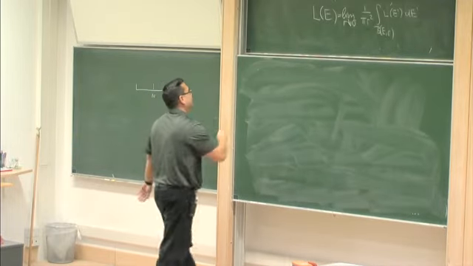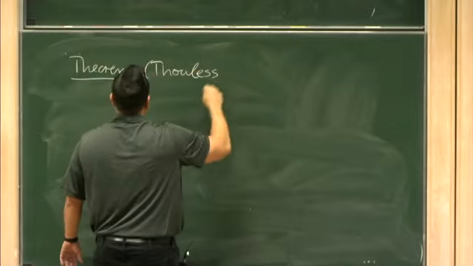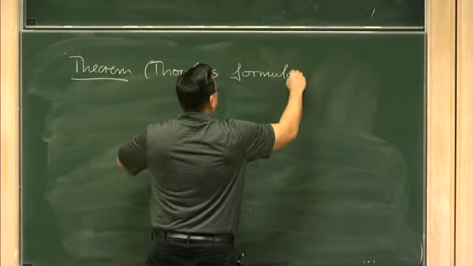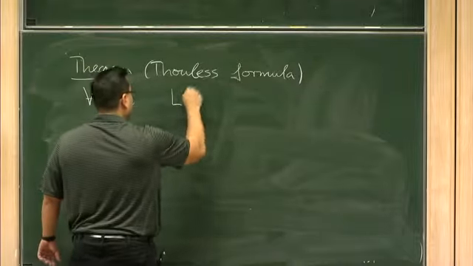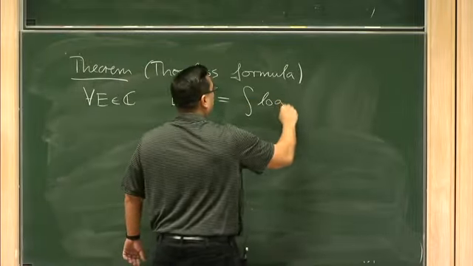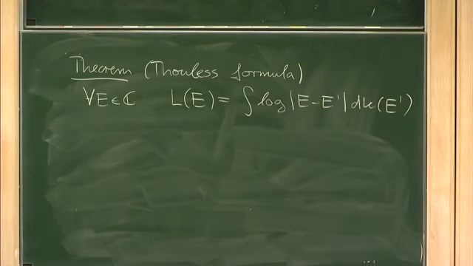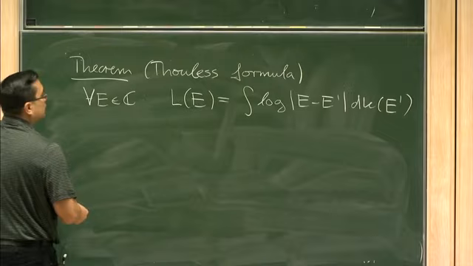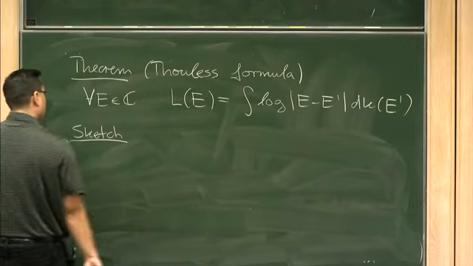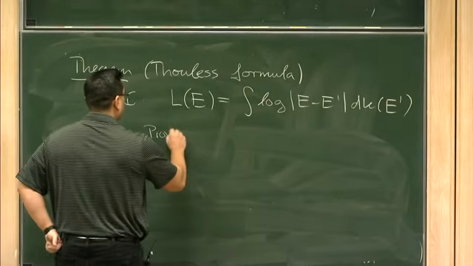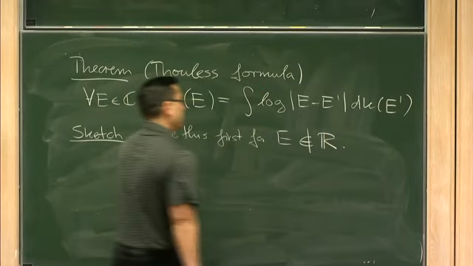Okay, right. So I wanted to point this out because this really is behind a simple proof of Thouless's formula, which links the two quantities that we just introduced. So for every E in C, I have that L of E is equal to the integral of log absolute value of E minus E prime dk of E prime. Okay, so let's sketch. So prove this first for E not real.